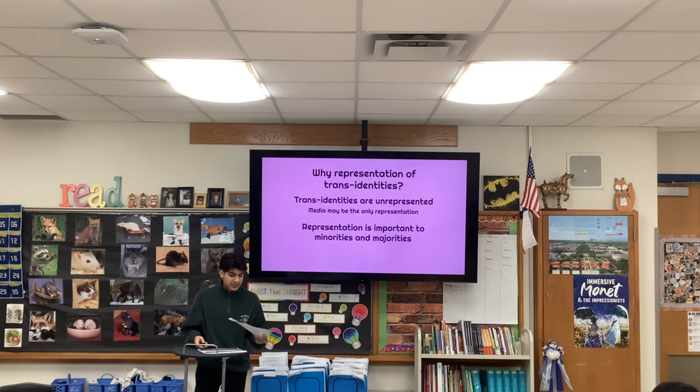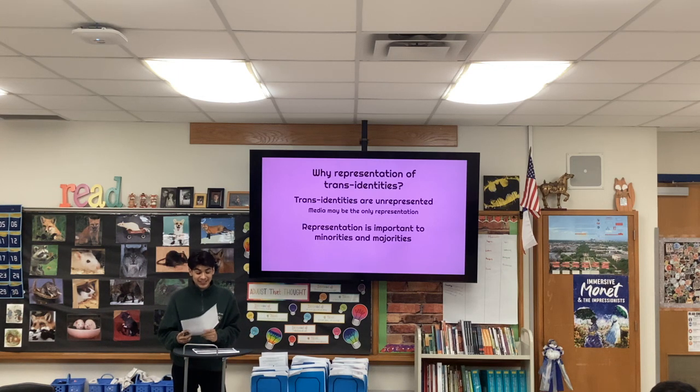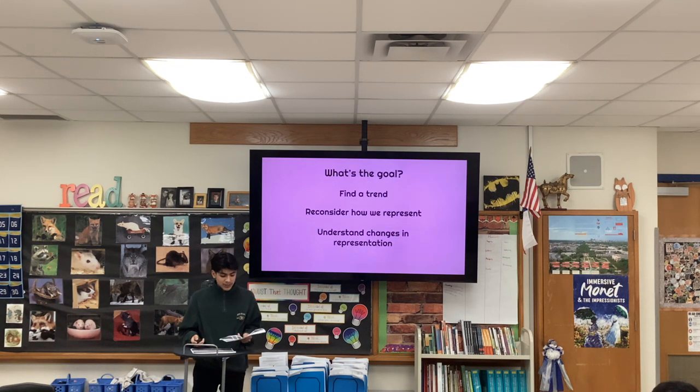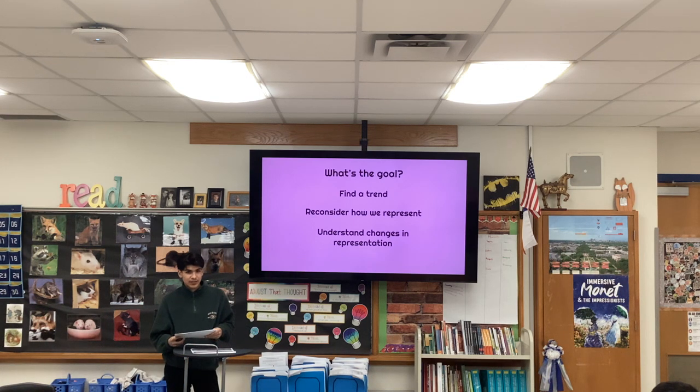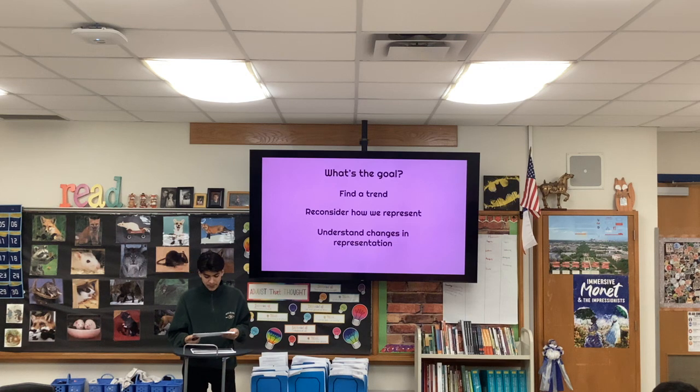So why representation of trans identities? Trans identities in general are underrepresented. For some people, the media they consume might be the only way they view and see these people, and that's very important when it comes to how people perceive other people. Representation is not only important to the minorities it's representing, but also to the majorities that are seeing these minorities being represented. So what is the goal we're looking for? We're trying to find a trend in what we're going to see, and we're trying to see if we can reconsider how the Hollywood industry, the movie industry, represents minorities, any sort of minority. We're trying to understand how representation has changed over time.